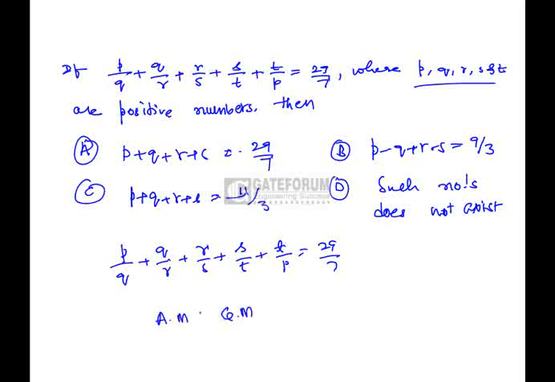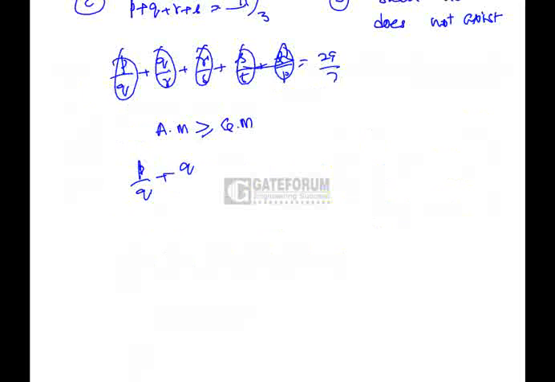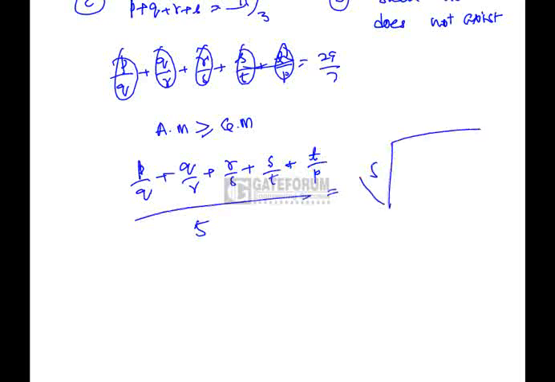Now, we know that arithmetic mean will always be greater than or equal to geometric mean. Now, if I consider the numbers P by Q, Q by R, R by S, S by T and T by P as 5 numbers, their arithmetic mean, P by Q plus Q by R plus R by S plus S by T plus T by P divided by 5, will be greater than or equal to the 5th root of P by Q into Q by R into R by S into S by T into T by P.